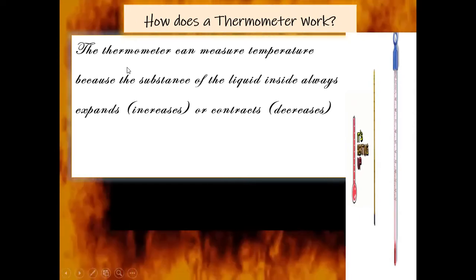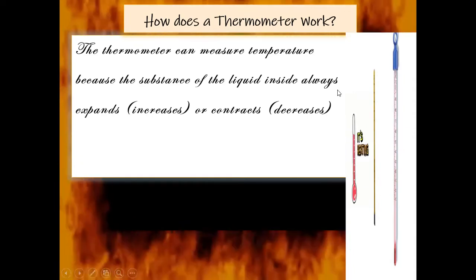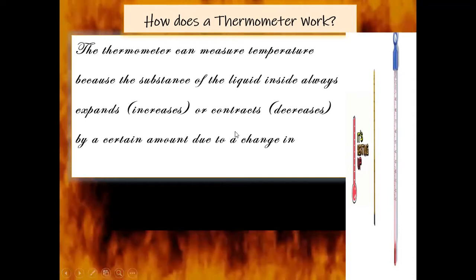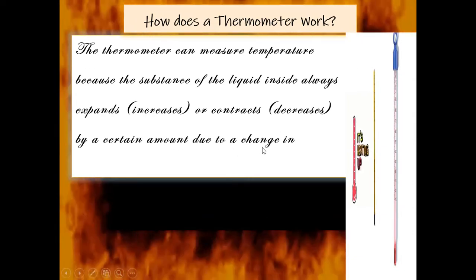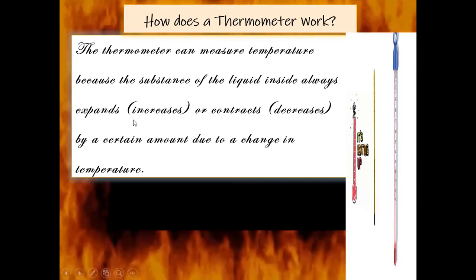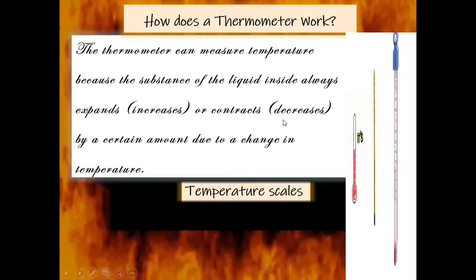So what they are saying is that the thermometer can measure temperature because the liquid substance inside always expands, means increases, or contracts, means decreases, by a certain amount due to a change in temperature. If it is hot, it starts expanding, increasing. If it is cold, it will start contracting, decreasing.